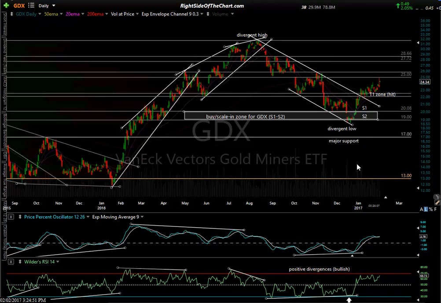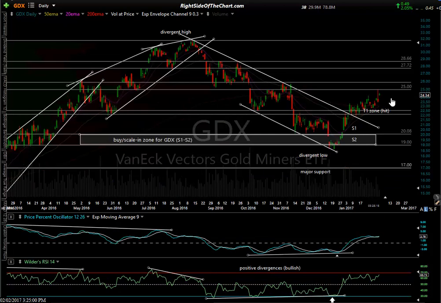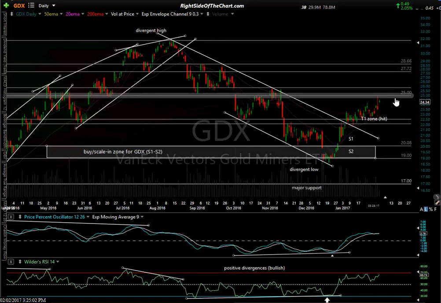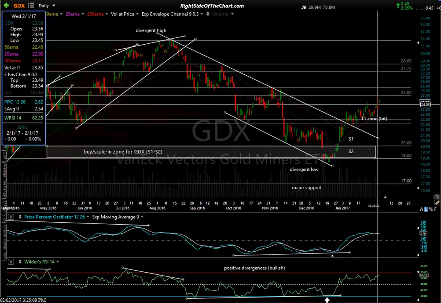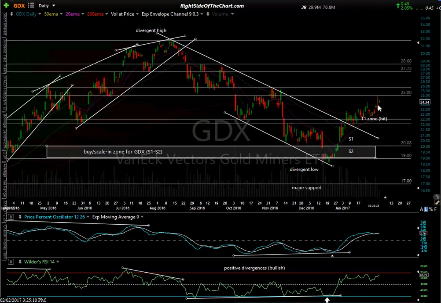GDX, the gold miners, look good. In fact, they've been moving up. They broke out above this downtrend line, which was bullish. They consolidated a little bit around this T1 zone, and then they moved up and almost to the penny hit this. I had this resistance level here right at $25 even, and it looks like that was a high of $24.99, so within a penny. We hit that level, so far have stalled.